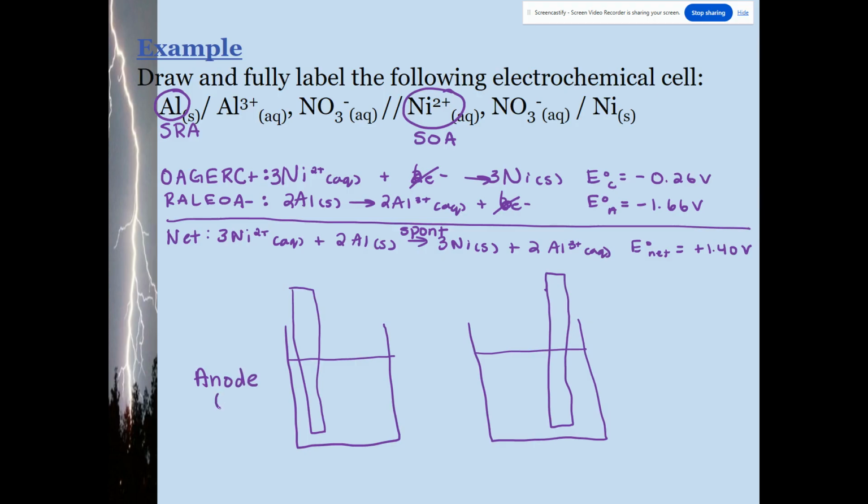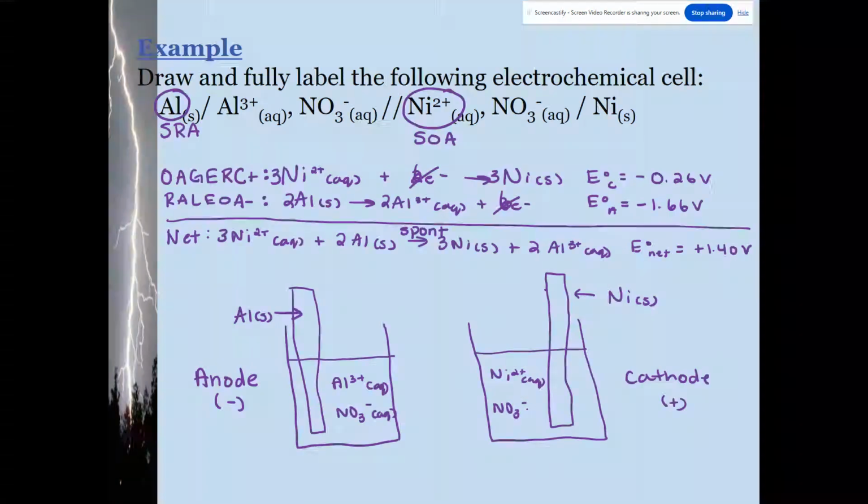Now, you're labeling it, right? So my anode is aluminum solid. That's what that solid metal is there. And in the solution around it, I have aluminum ions and nitrate ions, okay? That is my anode. So this will therefore be my cathode, which again is my positive terminal. And that would be my nickel solid with my solution of nickel ions and nitrate ions.